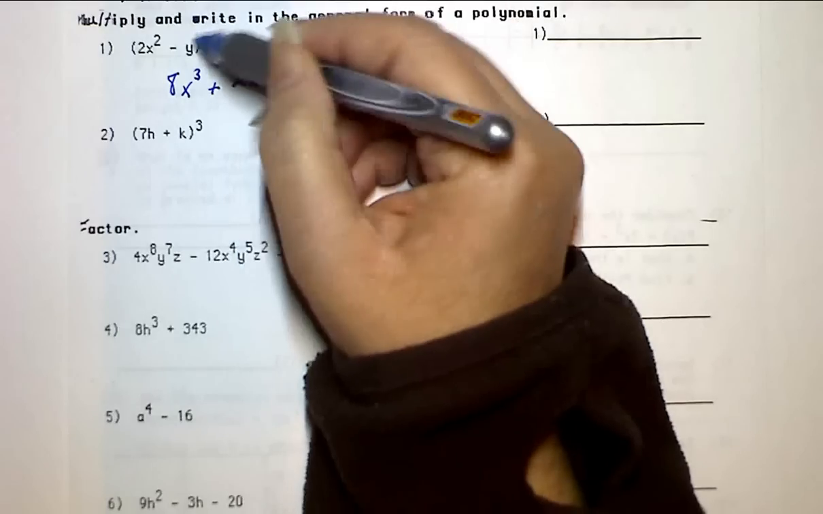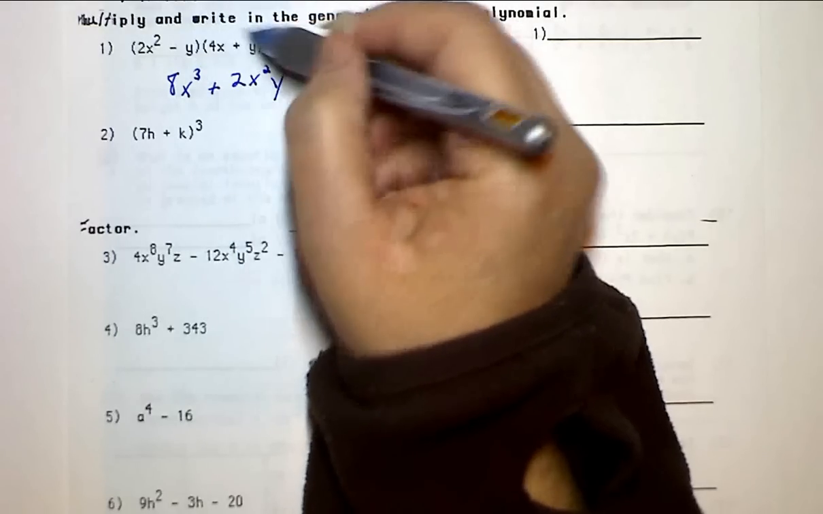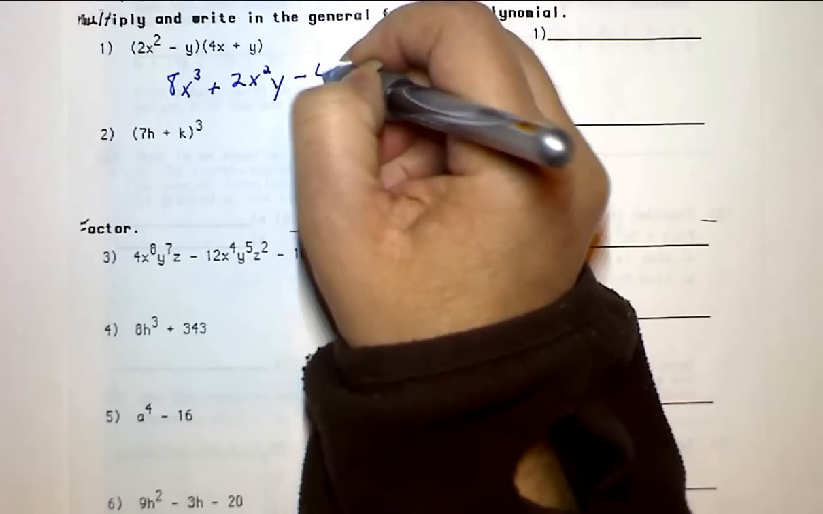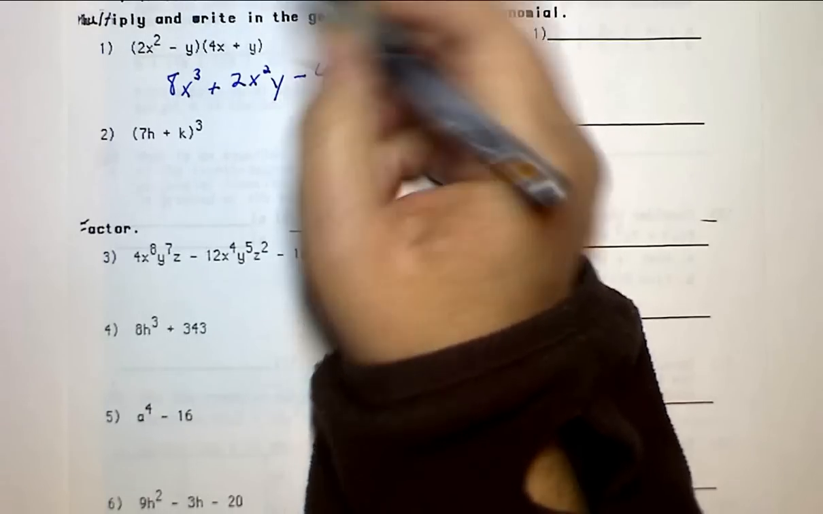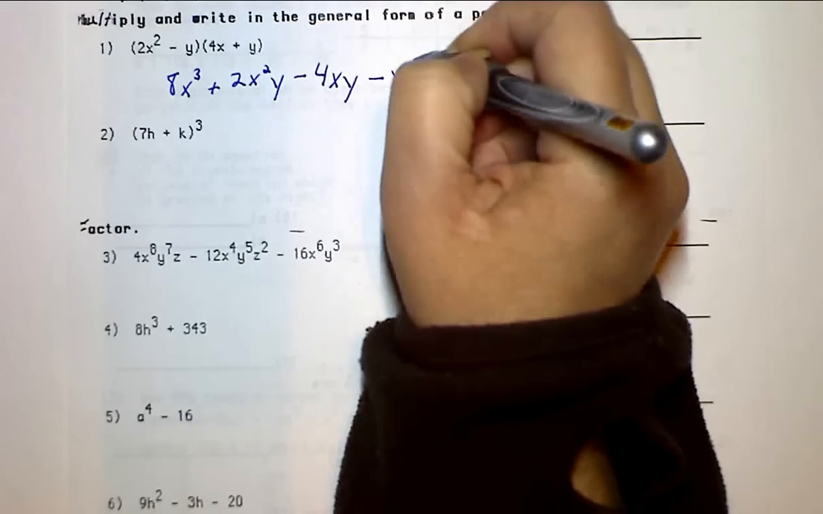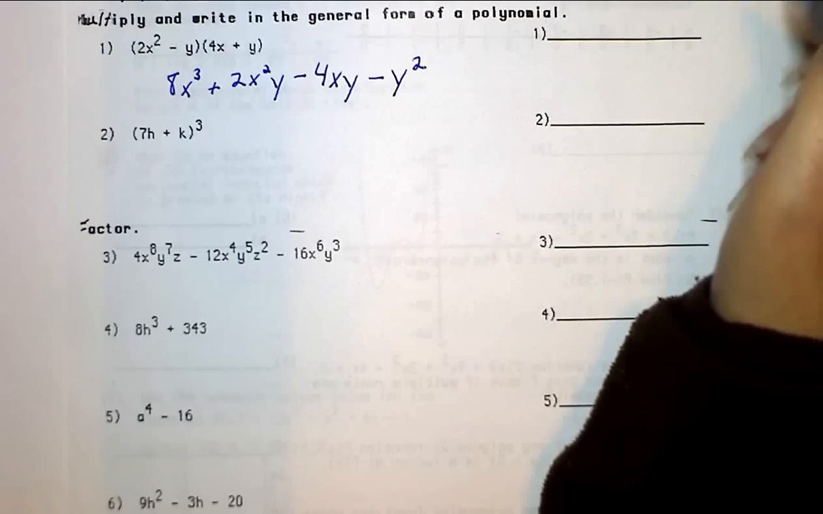Then I take the negative y times both of them. So I have negative y times 4x gives me a negative 4xy. Negative y times y gives me a negative y squared. And that is your answer.